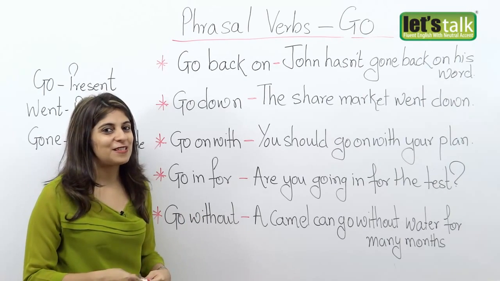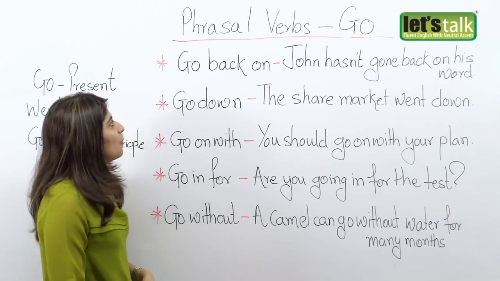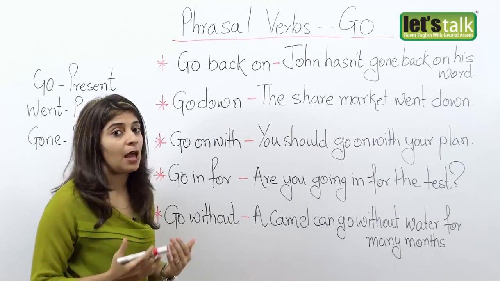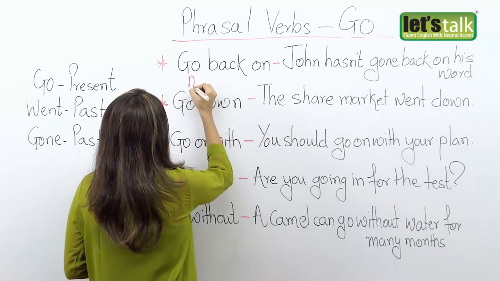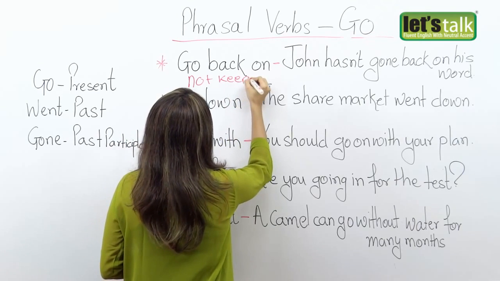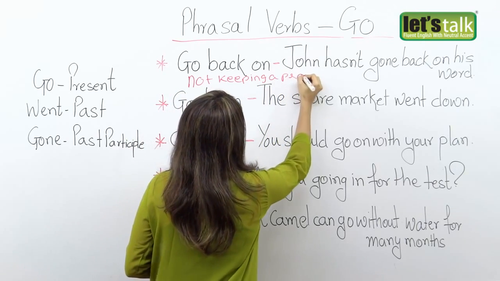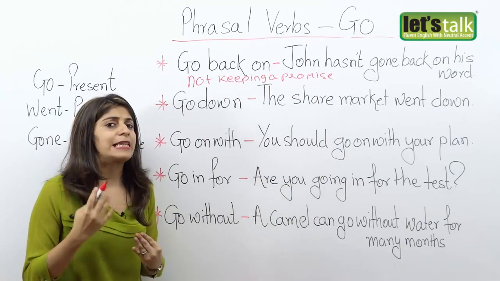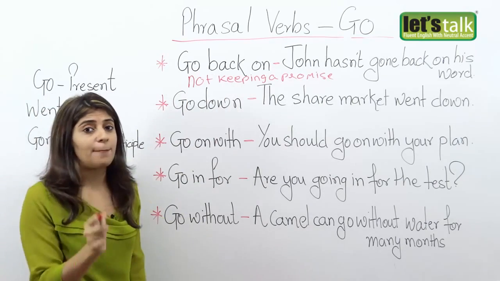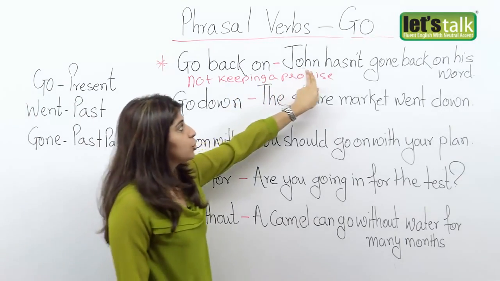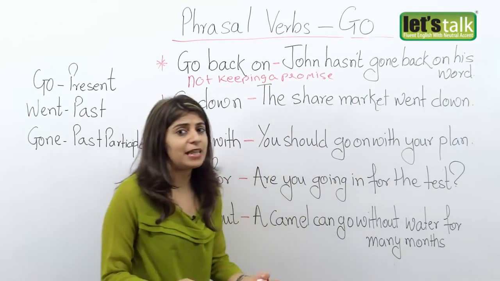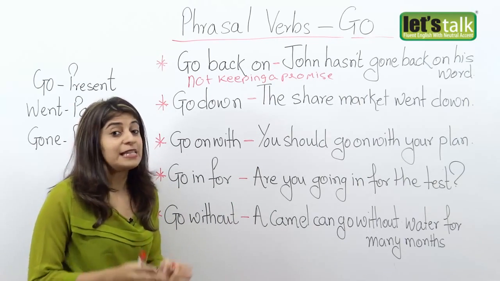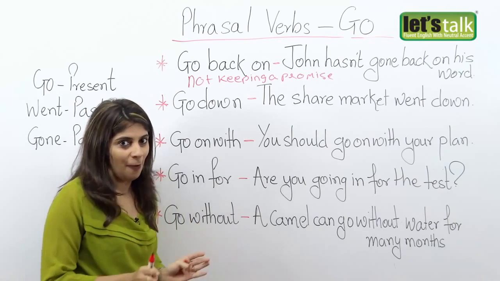Now here we have some more phrasal verbs for you, starting with the word go. We have go back on. Now go back on means not keeping a promise or not keeping up on their words. Right? So someone who doesn't keep their word or doesn't keep their promise, you can say that you are going back on your words. For example, John hasn't gone back on his word. So this means maybe John has promised something and up till now he has not gone back on his words. Okay, so this basically means that he has kept a promise, right?